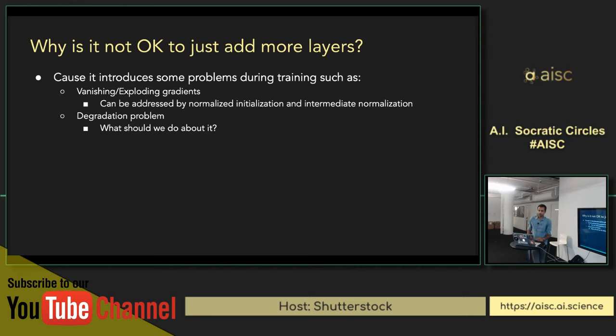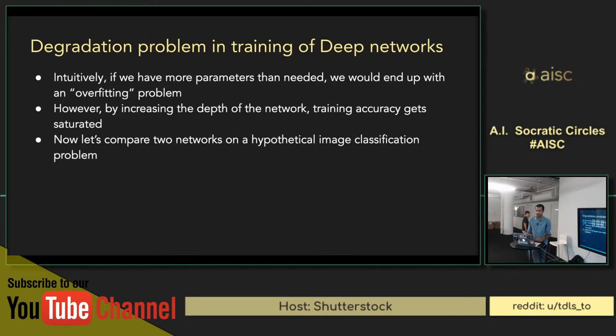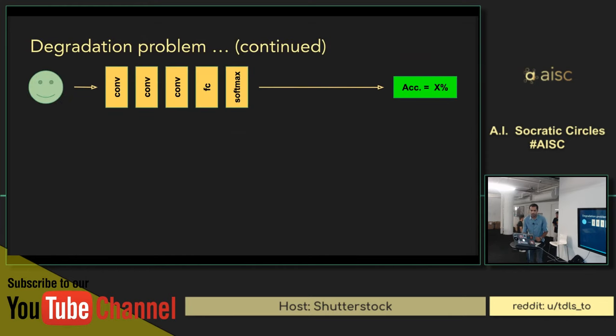The other problem that arises is the degradation problem, and the question is, what should we do about it? But first, let's see what the degradation problem is, per se. So here is an imaginary example of, let's say, image classification.